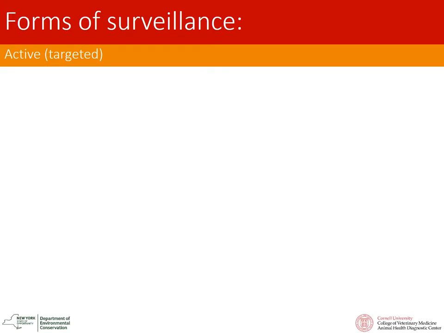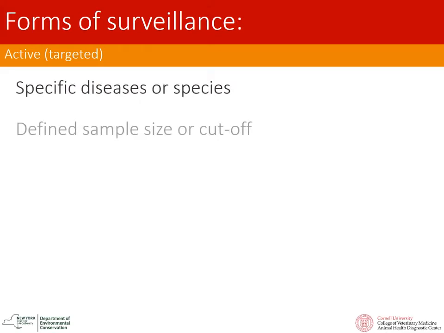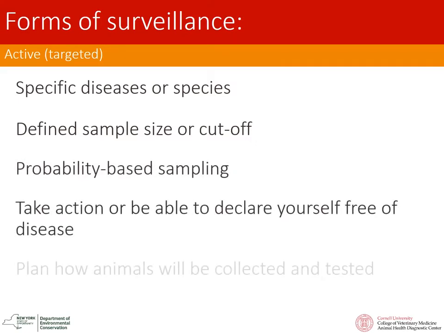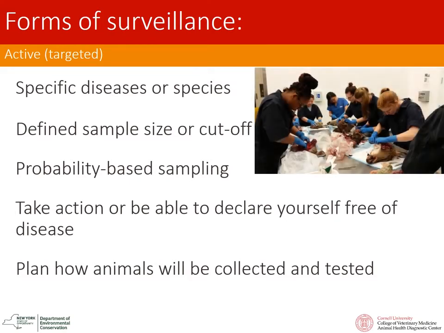The second is active or targeted surveillance. With this method, you identify specific diseases or species. You have a defined sample size or cutoff, which is determined by probability-based methods to be able to declare yourself free of disease or determine time of first detection. You can plan how animals will be collected and tested ahead of time, and the strength of these methods is that you now have a valid estimate of prevalence and geographic distribution. This is the type of sampling that we use for chronic wasting disease in deer. The only problem is that since you are only looking for a particular disease, you typically don't detect new ones.